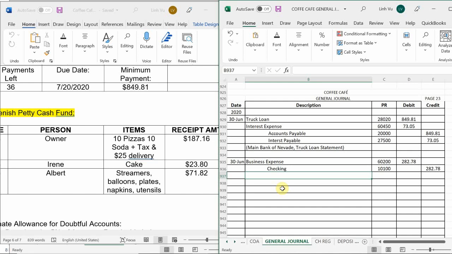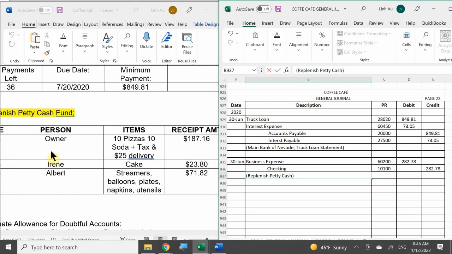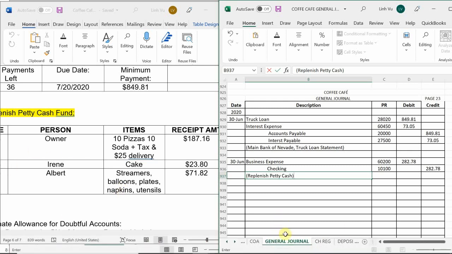Would you just put replenish petty cash? Correct. Replenish petty cash. Right? Because in this case, you actually have to cut a check out because they have to go into the actual bank to get the exact change. All right? You can't just go to the ATM and be able to do this. So you need to cut an actual check.